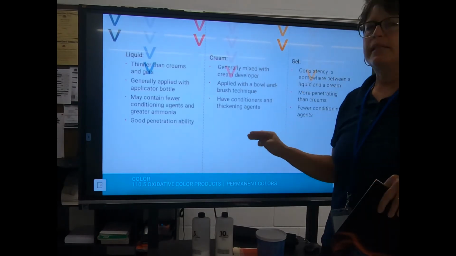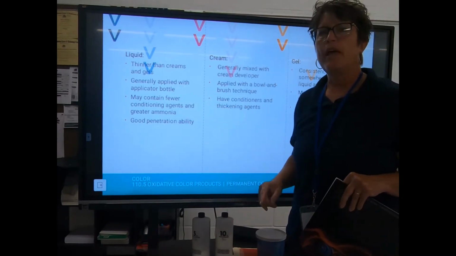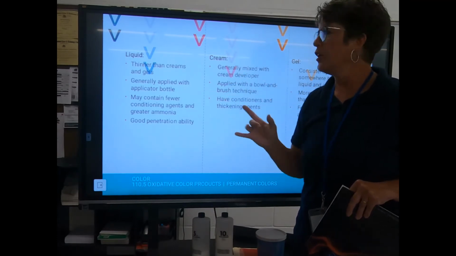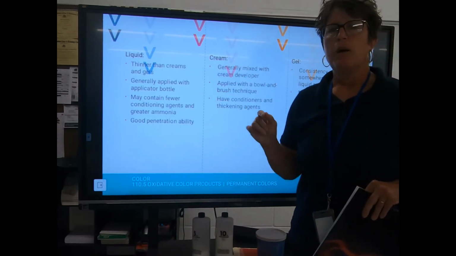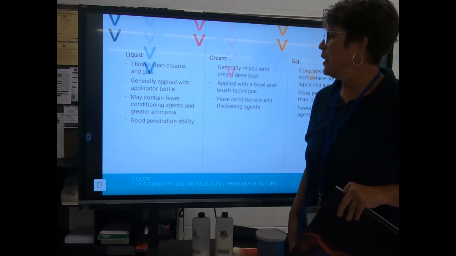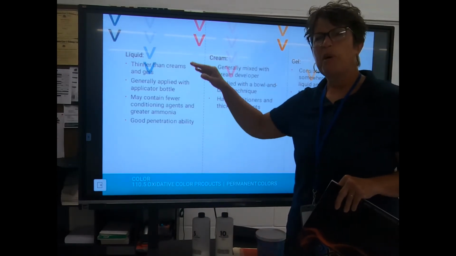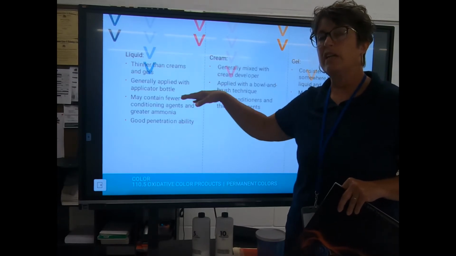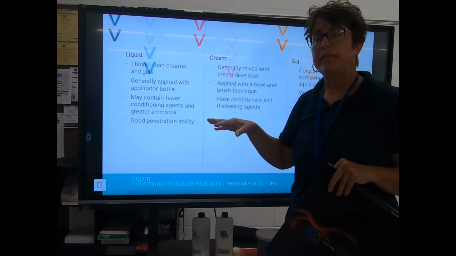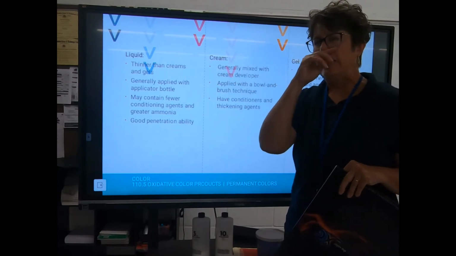Okay, there's 3 ways that the color comes. First one is liquid. Okay, you apply it with a bottle. This is the one where you're shaking the bottle like this. You have your developer and your liquid color. I believe you did that out in the lab. It may contain fewer conditioning agents, more ammonia, but good penetration ability. Personally, I'm kind of a mess with this. Not a fan. I tend to splash it around, and I don't like my salon to be messy looking. I don't like there to be splatters on the floor or other places, so I'm not a big fan of that.